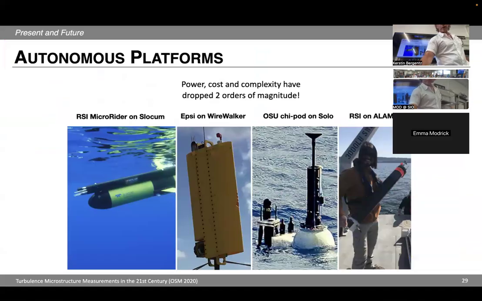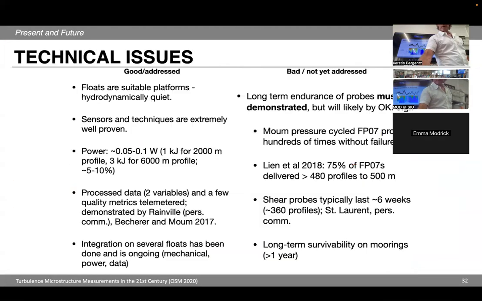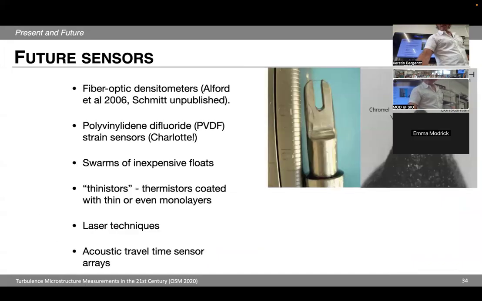Yeah, and then just a little bit of work. Lots of different groups are starting to put these different sensors on different autonomous platforms, so it really is a nicely democratized field. I mean, 90% of groups use Rockland, which is this company that makes really nice turbulence profilers, and we're the exception, but we're all swimming in the same direction and trying to get as many turbulence measurements in the ocean as possible. So I think that's kind of it.